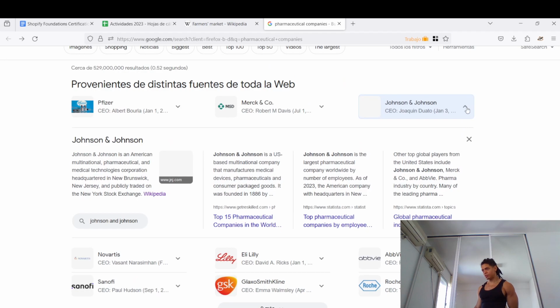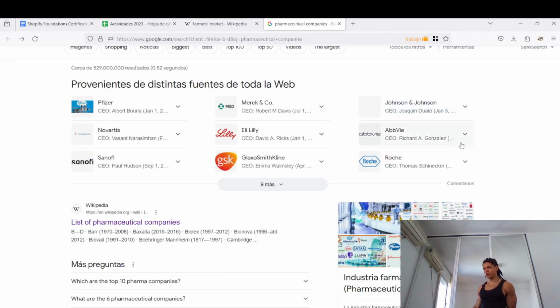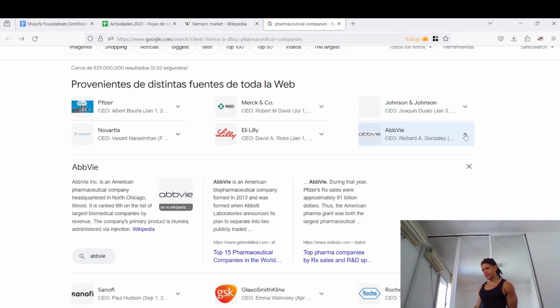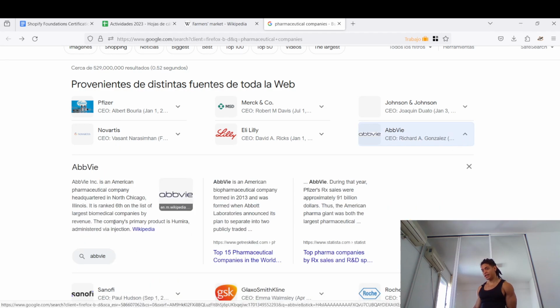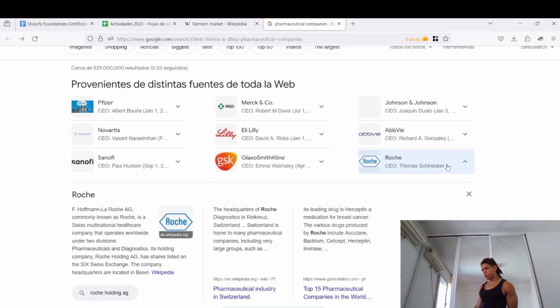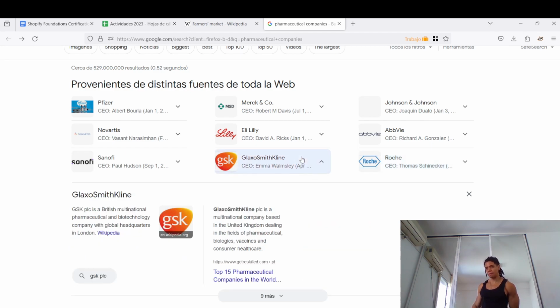American multinational pharmaceutical. Okay, Johnson and Johnson don't want to sell here in Argentina. AbbVie, American pharmaceutical company, headquartered in North Chicago, Illinois. Roche is a Swiss multinational healthcare company.